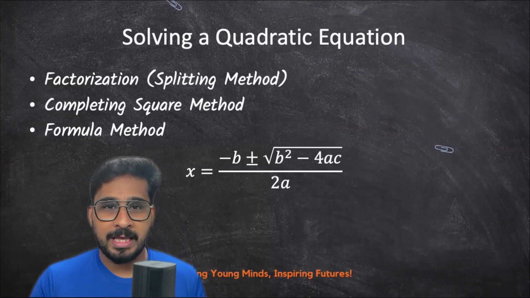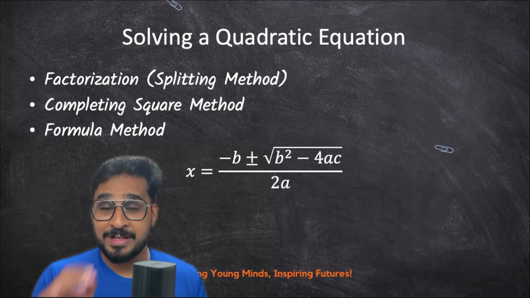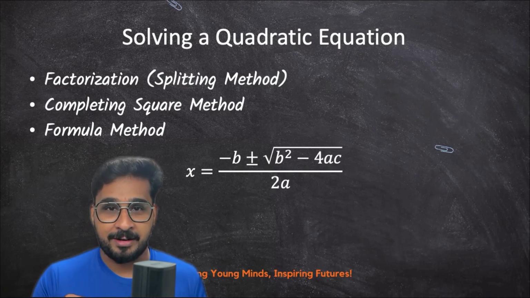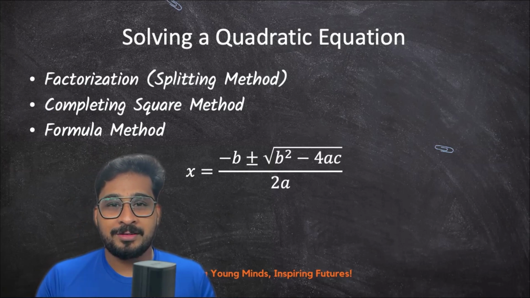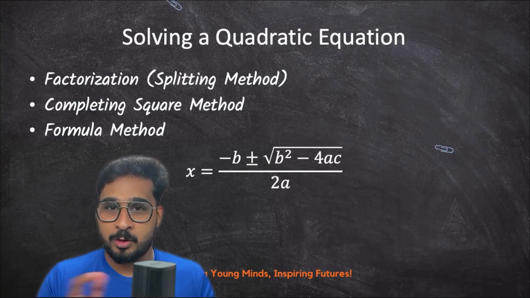To solve a quadratic equation, there are three methods. Number one is called the factorization method, which I will be calling the splitting method. Number two is the completing the square method. And number three is the formula method. The formula method is simply given by the discriminant rule, that is x equals minus b plus or minus square root of b square minus 4ac, divided by 2a.